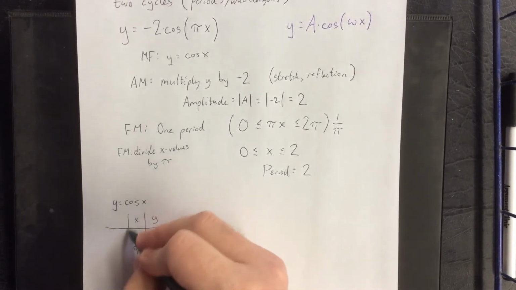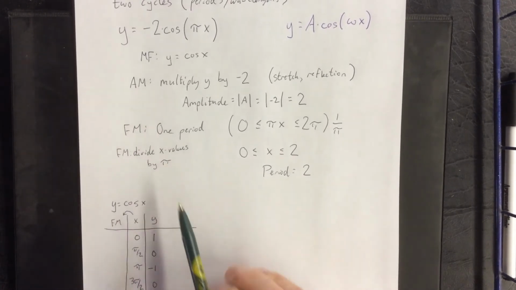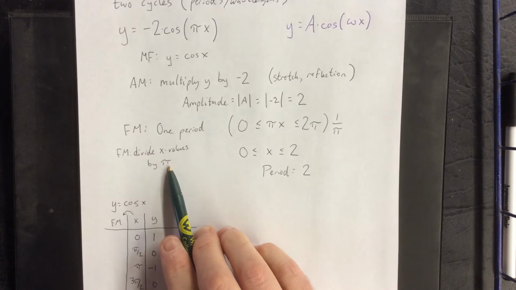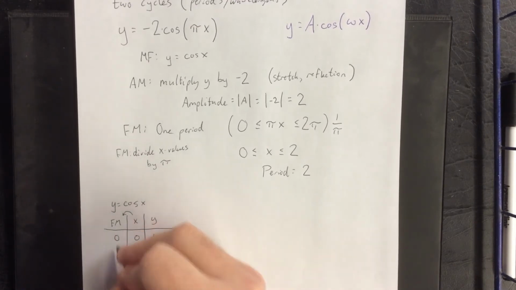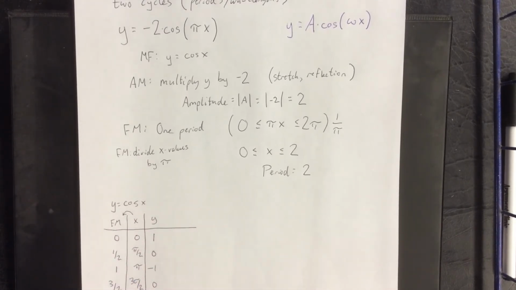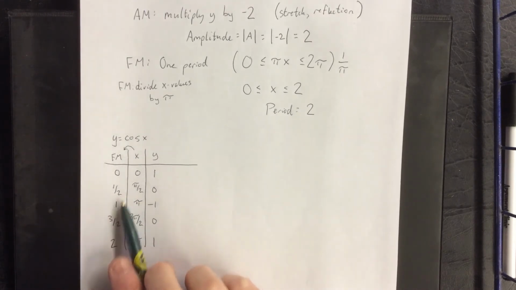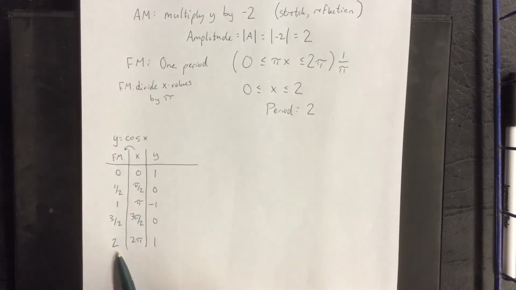We'll start with the frequency modulation and have an impact on the x values. The frequency modulation is divide everything by pi. What that winds up doing is simply canceling out the pi's that are present in each of these angles. So corresponding x values will be 0, 1/2, 1, 3/2, and 2.